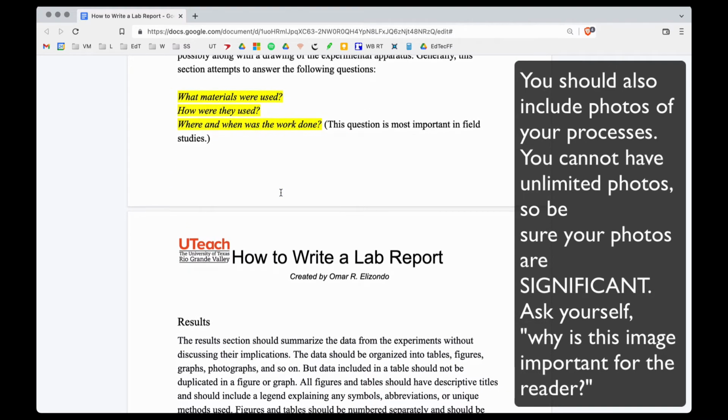Let me just scroll up here. What materials were used? Be specific. Did you use water? Okay, but what kind of water? Purified, filtered, acidic, basic? Be specific. How much water? It needs to be in the metric system. We are not going to be using the imperial system. We will be using the metric system.